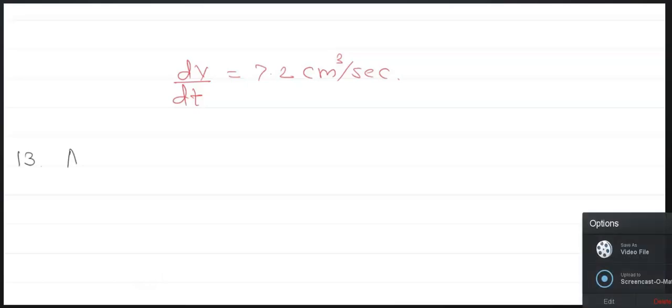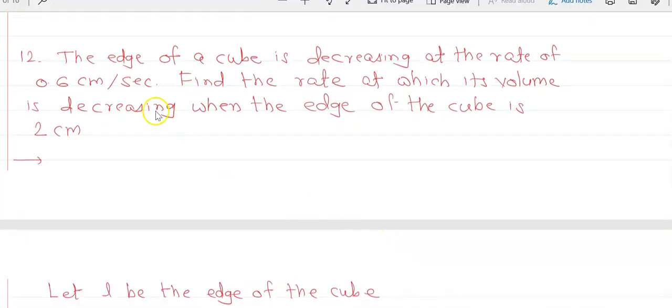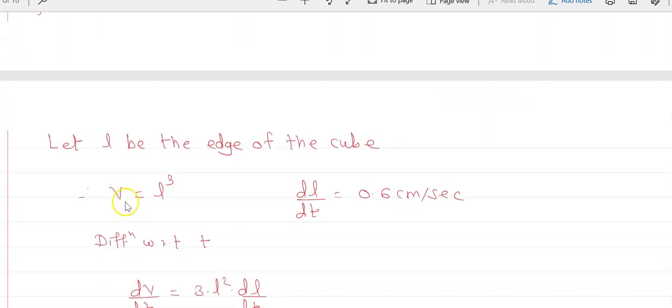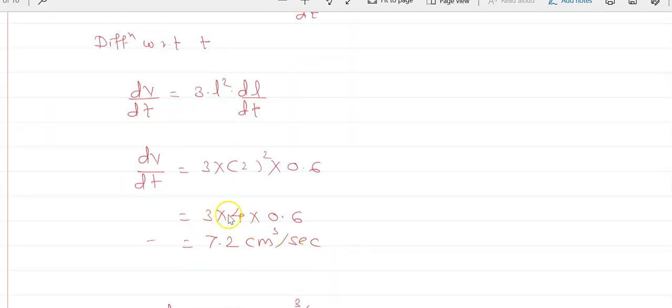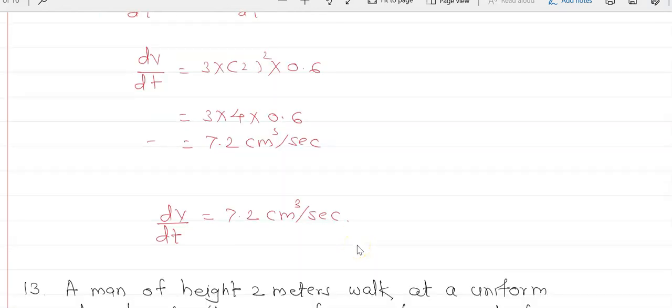Now, okay, see this again. Very simple problem. The edge of the cube is decreasing at the rate of 0.6 centimeter per second. Find the rate at which volume is decreasing when the edge of the cube is 2 centimeter. L is the edge, V is equal to L cube, dL upon dt is 0.6 centimeter per second. Differentiate this, dV upon dt is 3 L square into dL upon dt. Substitute the values, that is 3 into 2 square into 0.6, that is 3 into 4 into 0.6, that is 7.2 centimeter cube per second.